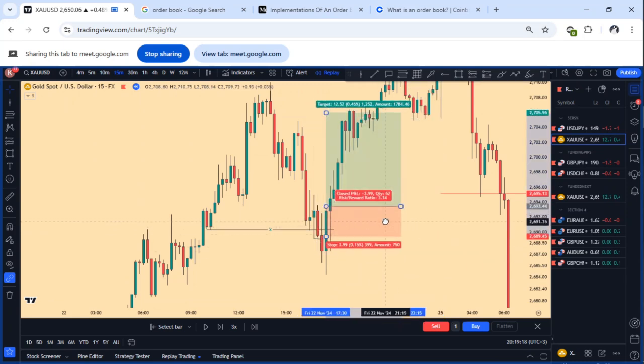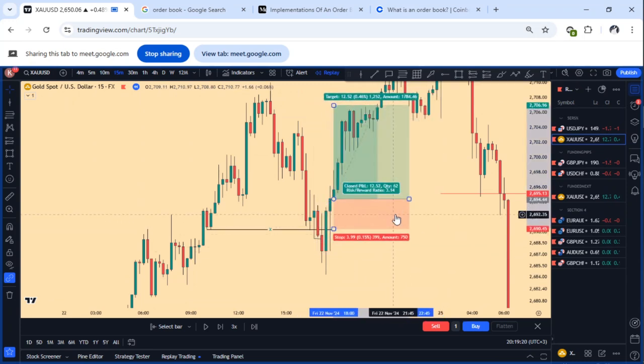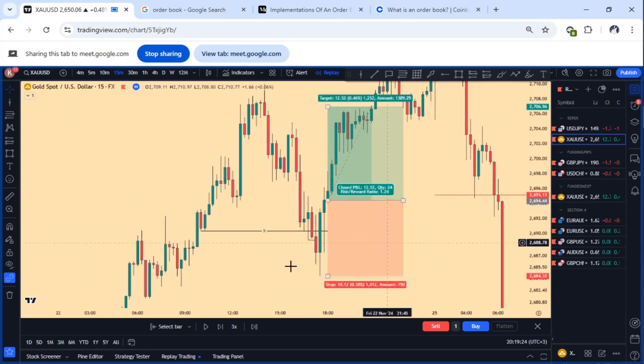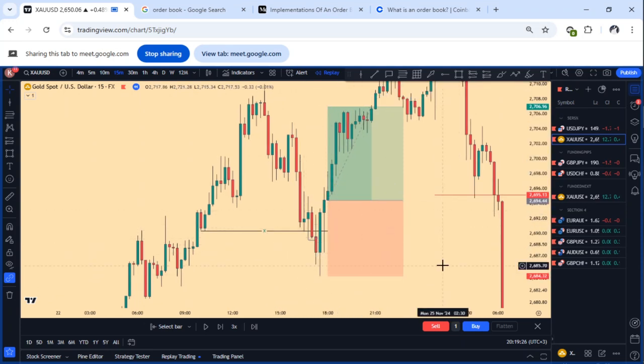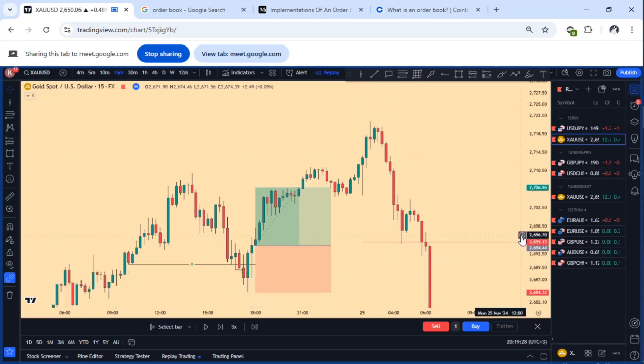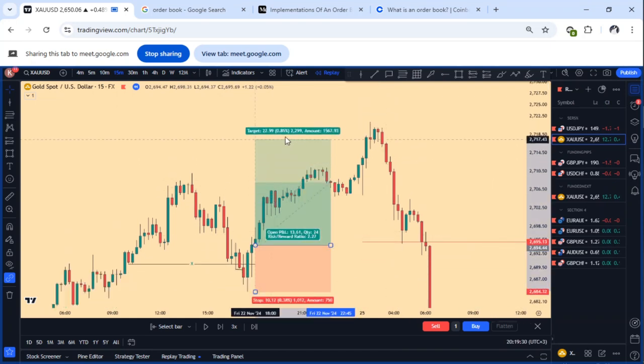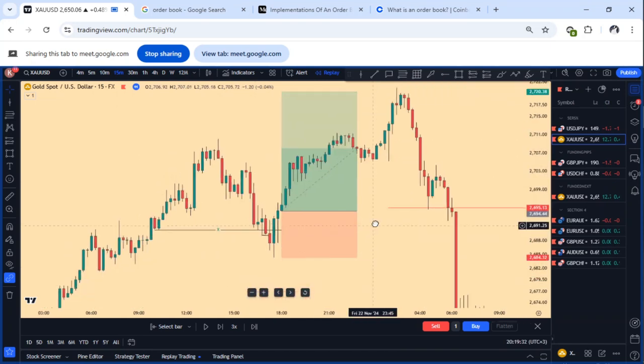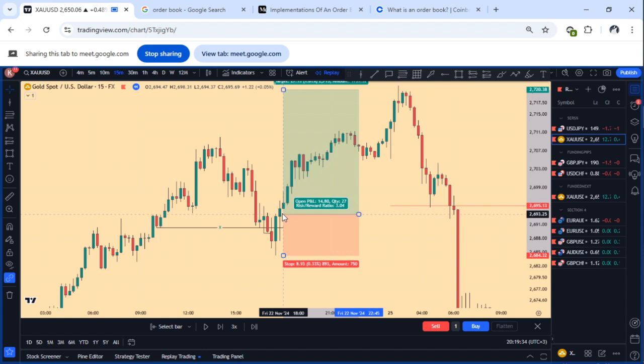So the next entry was somewhere here. Stop loss here. That is why, and this looks like there was some small news. Did it give you 1 to 3R? 1 to 2R. If you waited for some pullback, you never got entry.